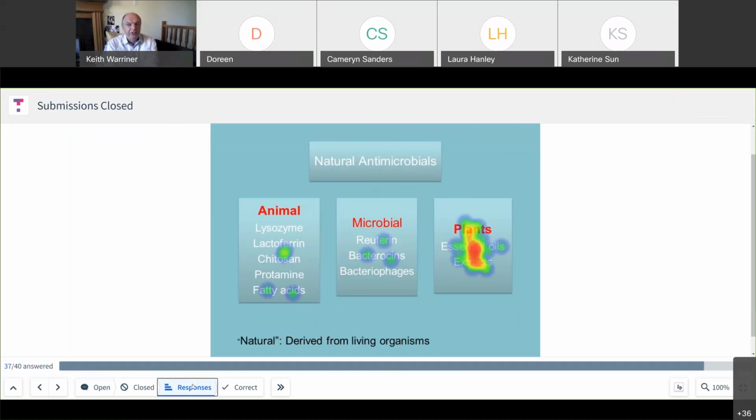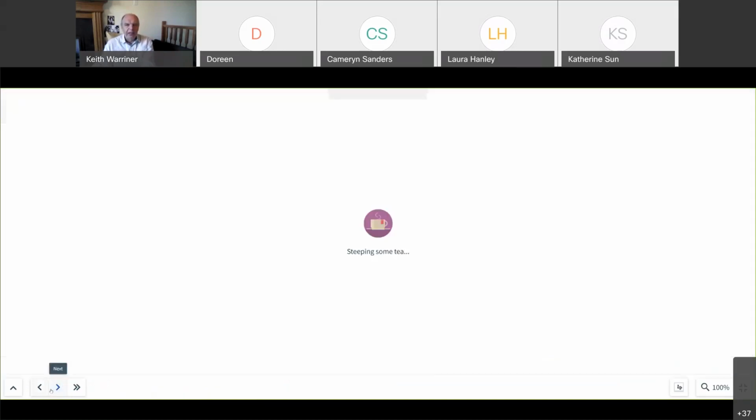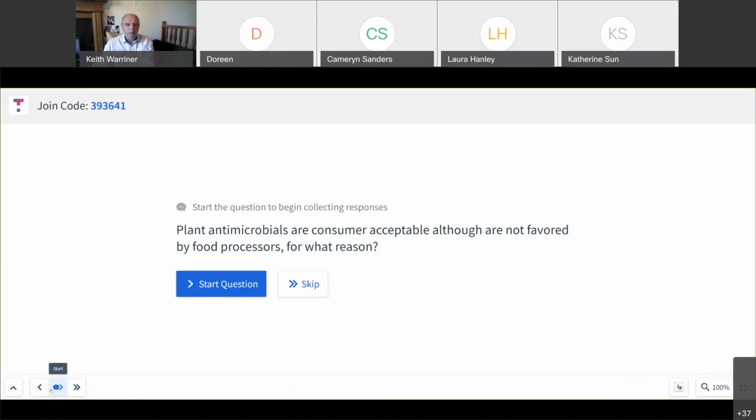It could be just because they're vegan, but animal-derived or microbial-derived, you can imagine they've got negative connotations. Microbes because of the pathogens, animals because of various reasons. So you're exactly right. It really is the plant which is the most popular. And plant antimicrobials, like I say, are very popular.